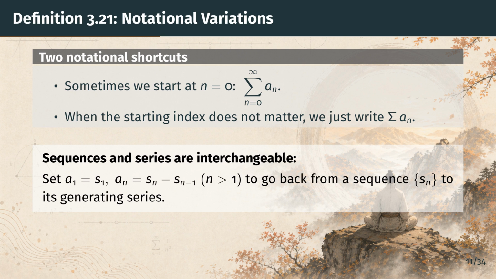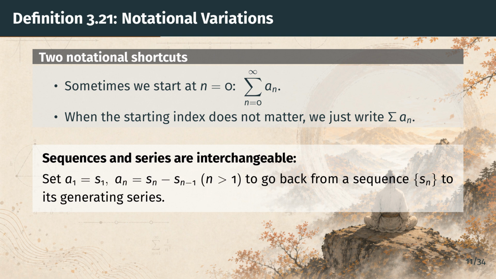Two quick conventions, both shown on the slide. Some series naturally start at index 0 rather than 1, which is what the first bullet records. The choice is cosmetic, and we will switch between them freely. The second bullet says that when the starting index plays no role in an argument, we simply write capital sigma A sub n with no limits attached.